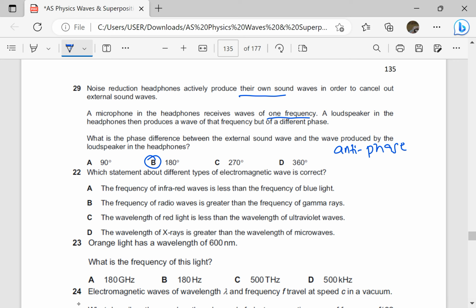Which statement about different types of electromagnetic wave is correct? The frequency of infrared waves is less than the frequency of blue light. I think that is true. From Radio waves to gamma rays, the frequency is increasing, which means here we have infrared. Infrared must have a frequency less than visible light, and blue light is in the visible spectrum. So the frequency of infrared is less than the frequency of blue light.